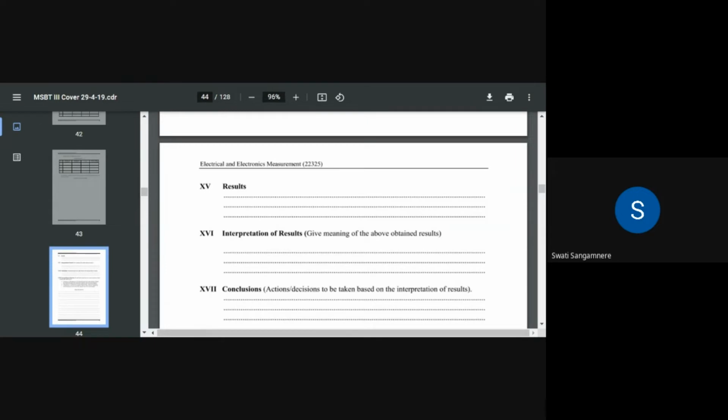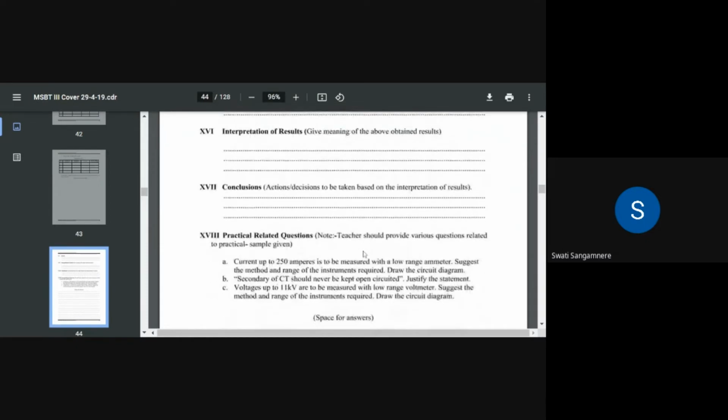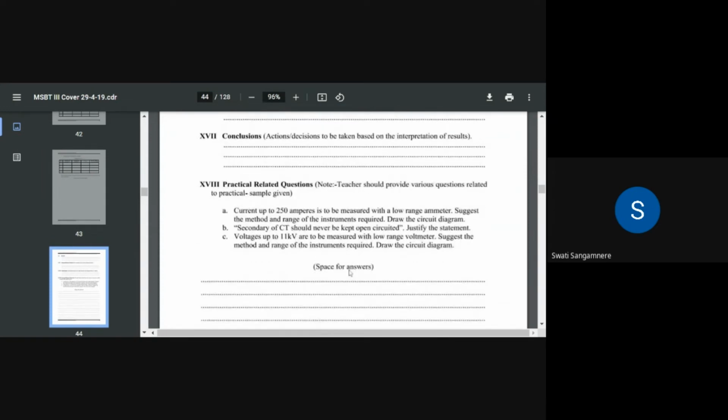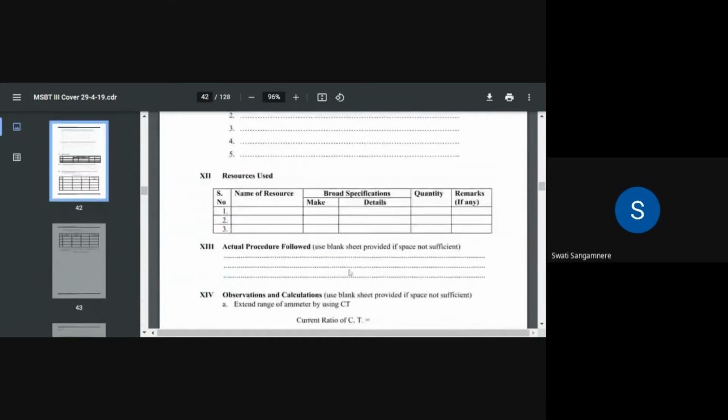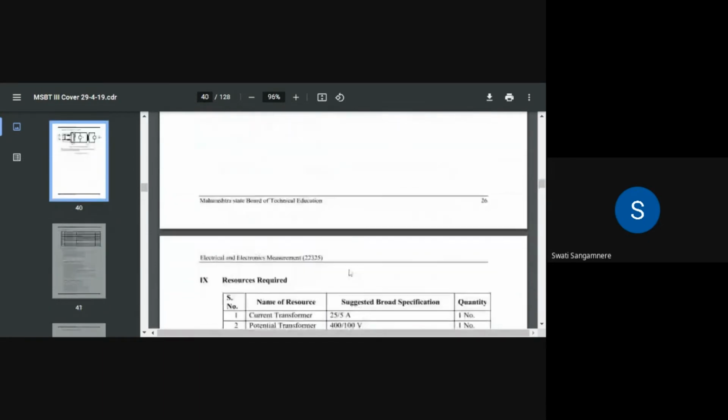Then result. In the result we can write down how to calculate current ratio of CT or voltage ratio of PT, and then conclusion. So this is the theoretical part. Then we can see the actual setup.